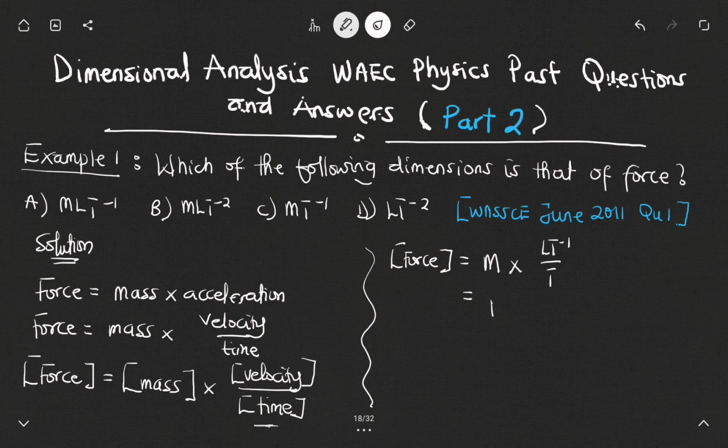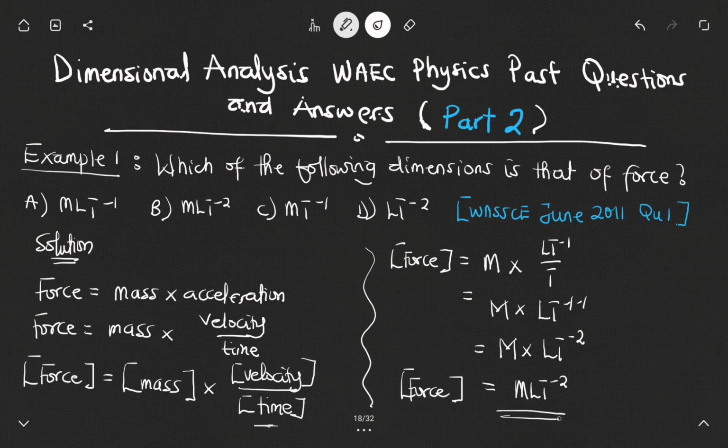So this is equal to the mass multiplied by the LT minus 1 at the top. When we send the T at the bottom to the top, it becomes LT minus 1 again. So we have the mass multiplied by LT, here becomes minus 2. And so if we join them together, we have MLT minus 2 as the dimension for force. So our correct answer in this particular example is option B, which gives us MLT minus 2. Let's have a look at another example.